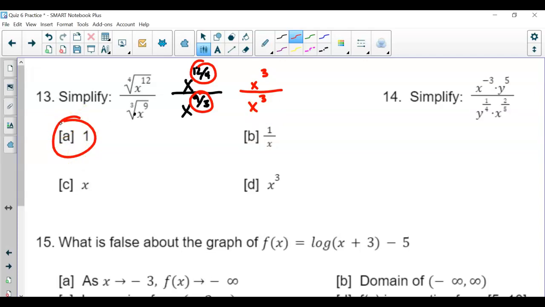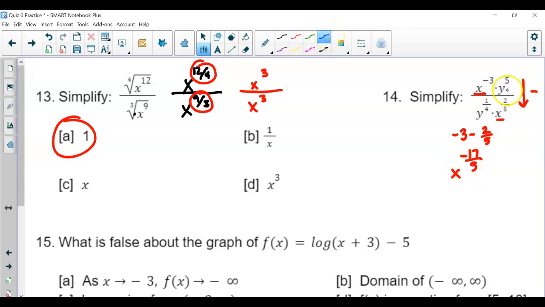So now question 14. Remember, when dividing, we subtract the exponents, top to bottom, but the bases have to be the same. So for my base x here, I'm going to take negative 3, and I'm going to subtract which exponent? The 2/5, because the bases have to be the same. So now you can put that right in the calculator: -3 minus 2/5, and you should get -17/5. So that is the new exponent for x.